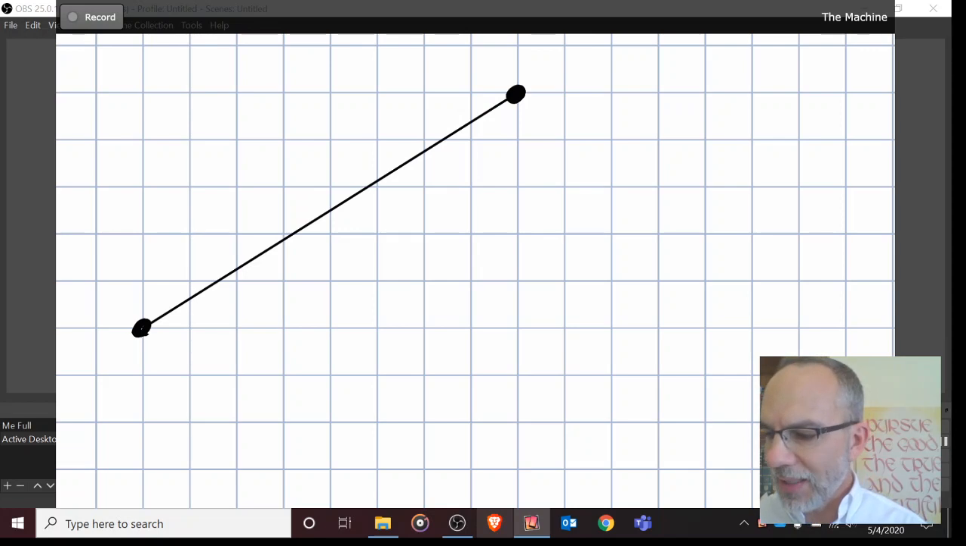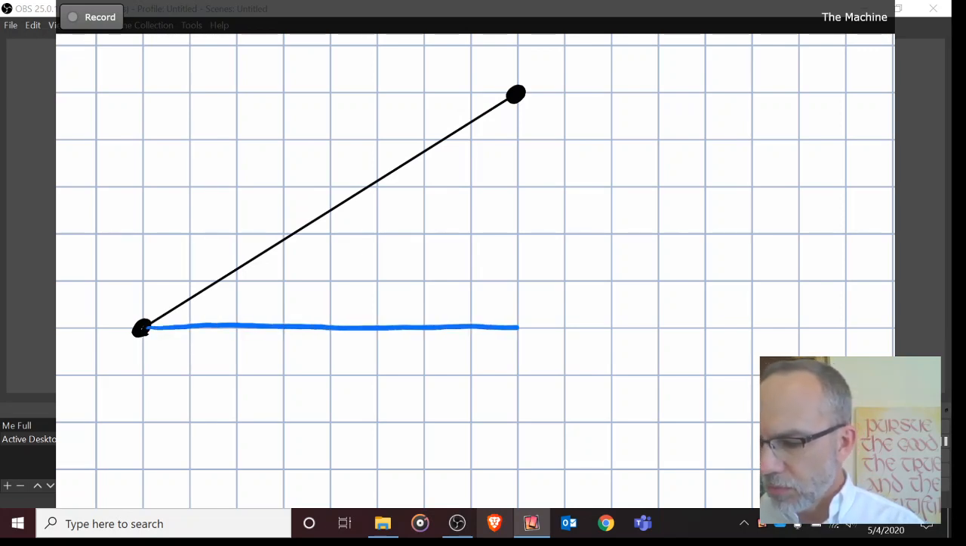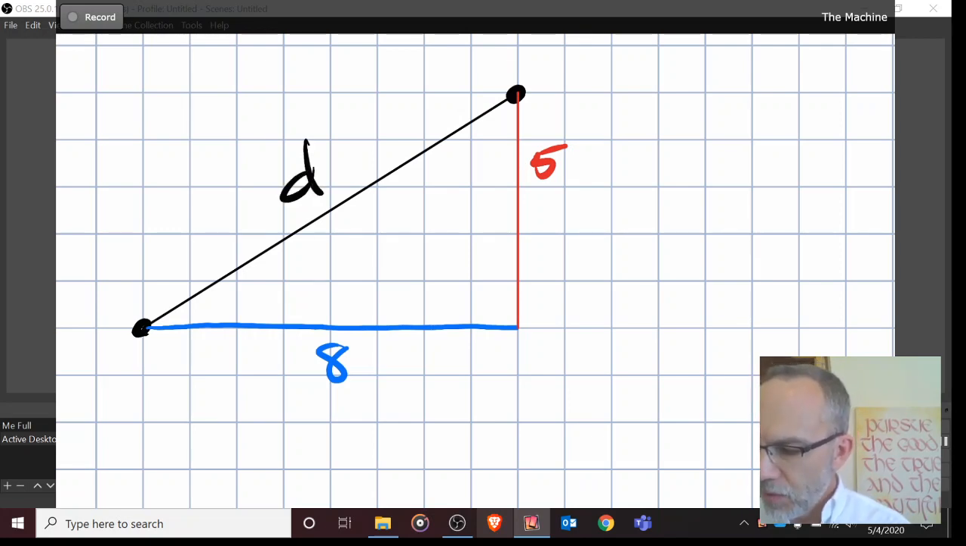Let's do this. Let me make a right triangle. Let me draw a bottom to this right triangle. This is going to be 8 units long, and let me draw a side to this right triangle. I think that's going to be 5 units long. And then what I'm asking for is this distance right here.